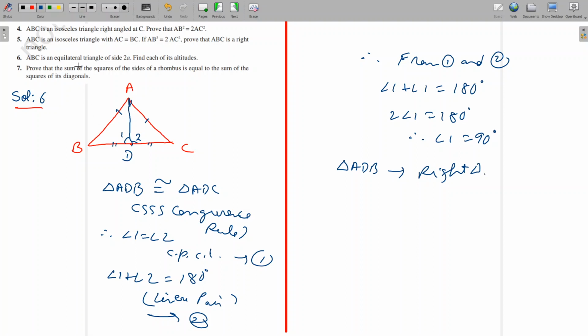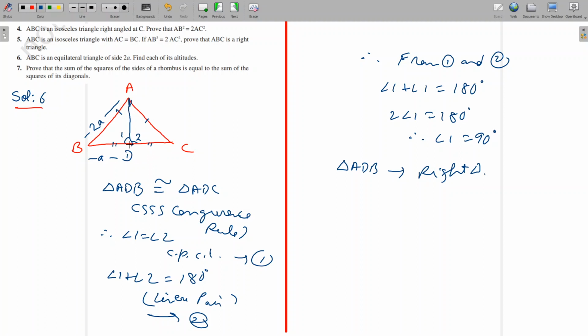Now, what is given to us? ABC is an equilateral triangle of side 2A. So this is 2A. And D is the midpoint of BC, so this length will be A. Now here we have proved that ADB is a right triangle, and therefore we can apply Pythagoras theorem.